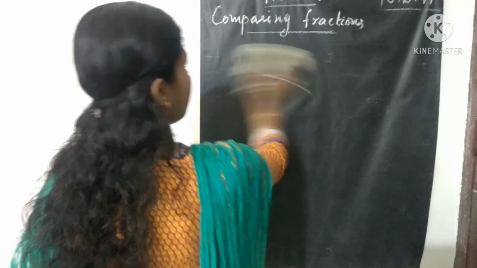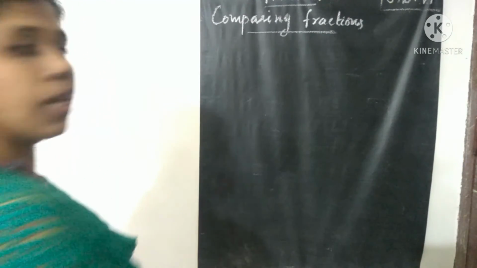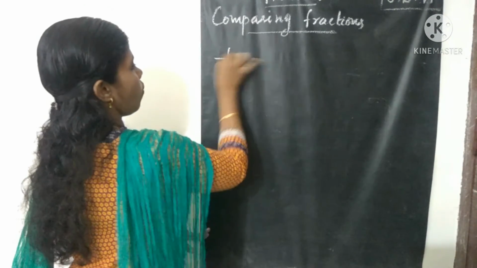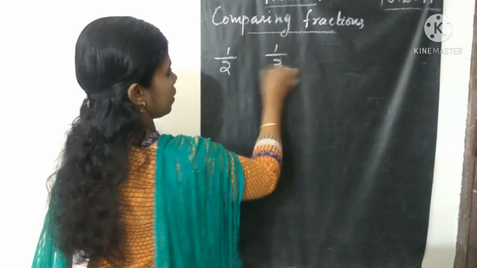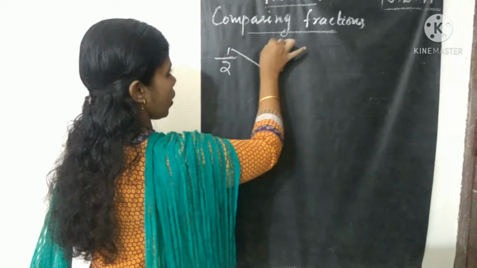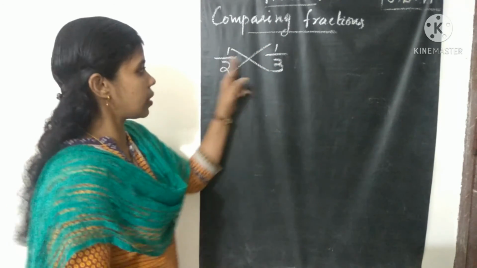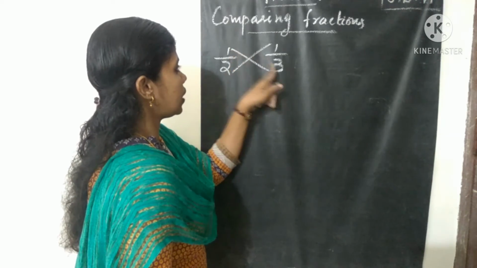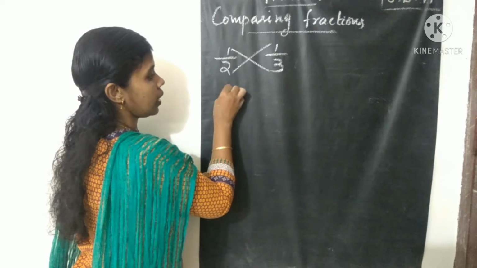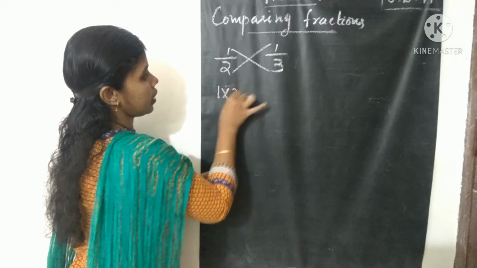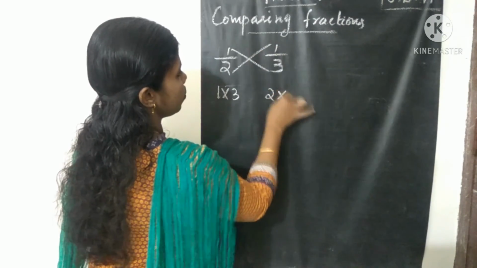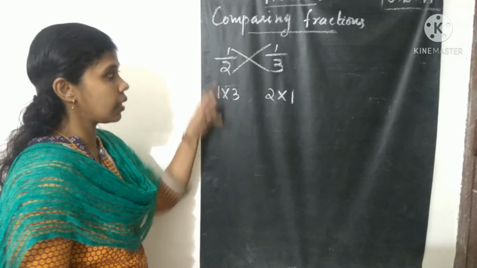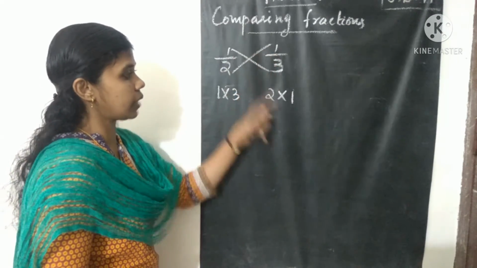Here we study only one method for finding the bigger and smaller fraction. First question: 1 by 2, 1 by 3. First give one cross mark, then find the product. First find 1 into 3, next find 2 into 1. Then write here 1 into 3 and 2 into 1.